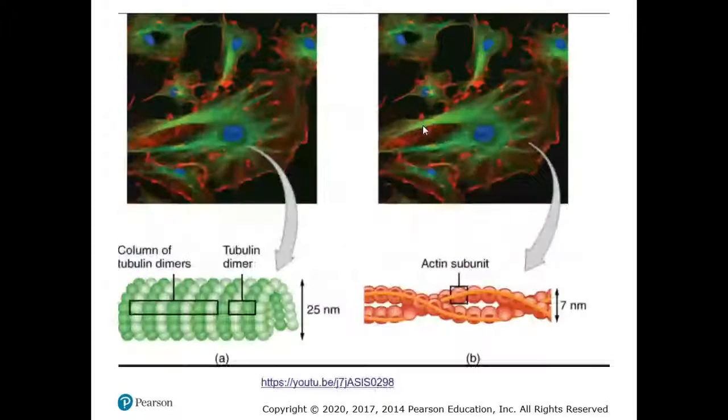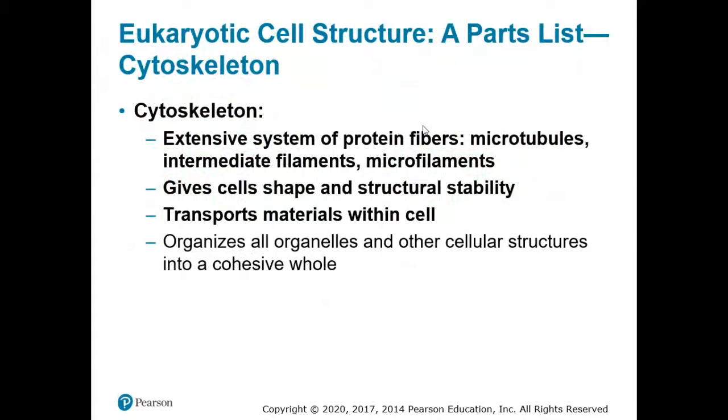Okay, so last but not least is the cytoskeleton. Let's break down the word here. Cyto means cell. Skeleton refers to some sort of structure. For example, your skeleton is made up of bones. Your bones give your body structure. So the cytoskeleton is essentially the network of proteins that give cells their structure.